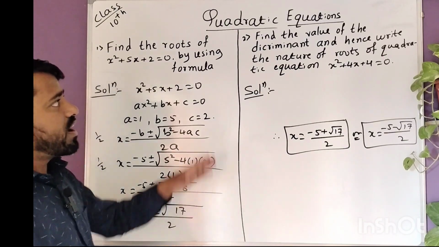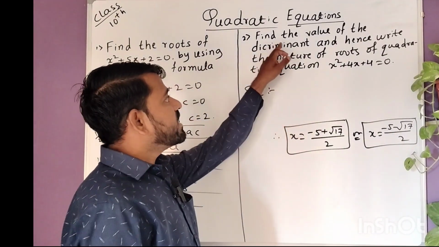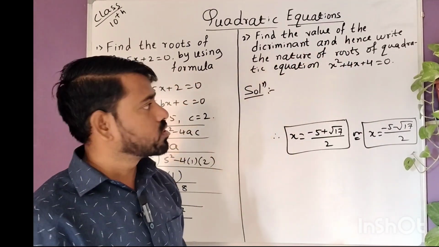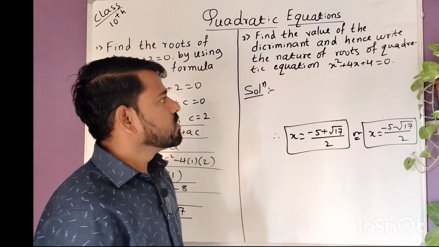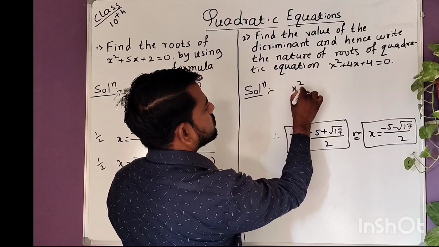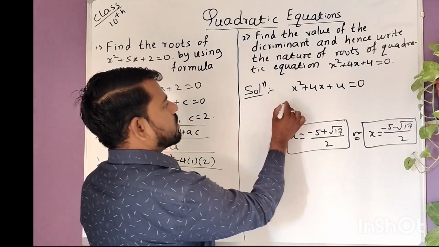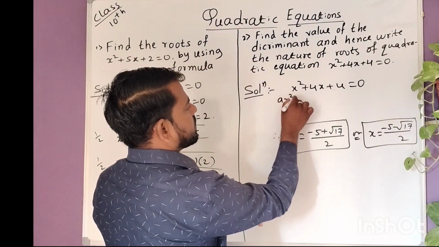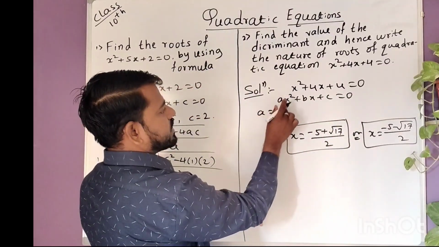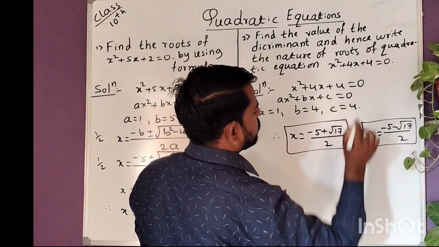Now here we have another important problem. Out of any two, they ask one. Find the value of the discriminant and hence write the nature of roots of the quadratic equation. So once again, you write the quadratic equation: x square plus 4x plus 4 is equal to 0. Here you compare this with the standard form, ax square plus bx plus c is equal to 0. Write the values of the variables: a is equal to 1, b is equal to 4, c is equal to 4.